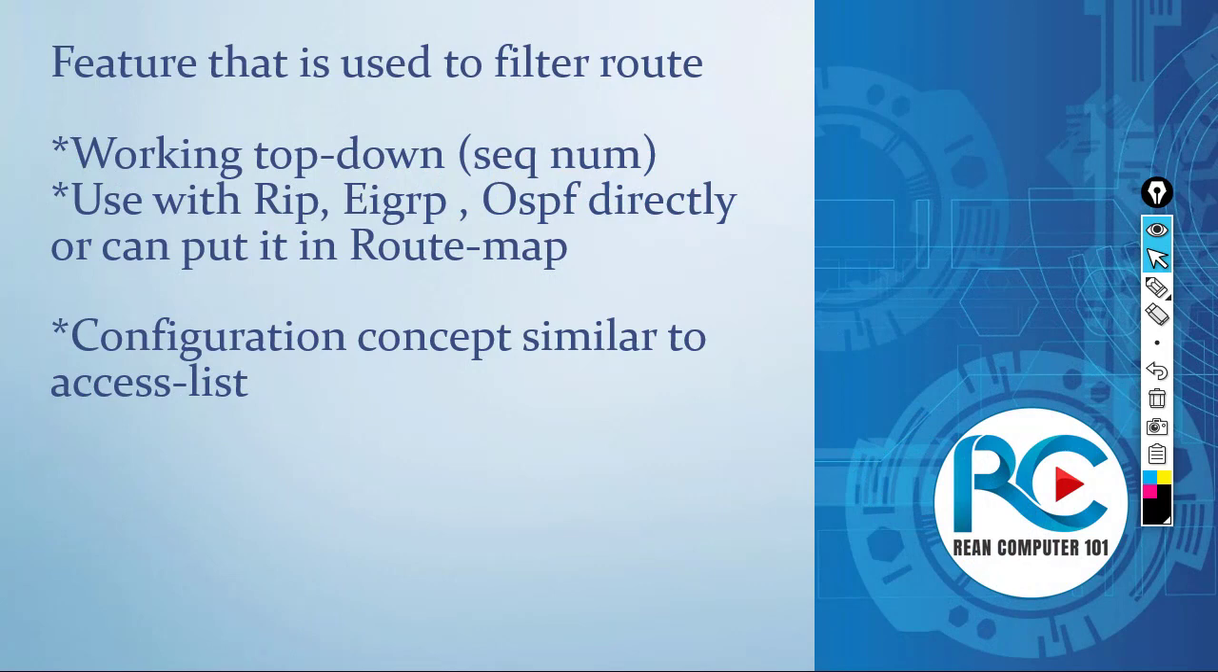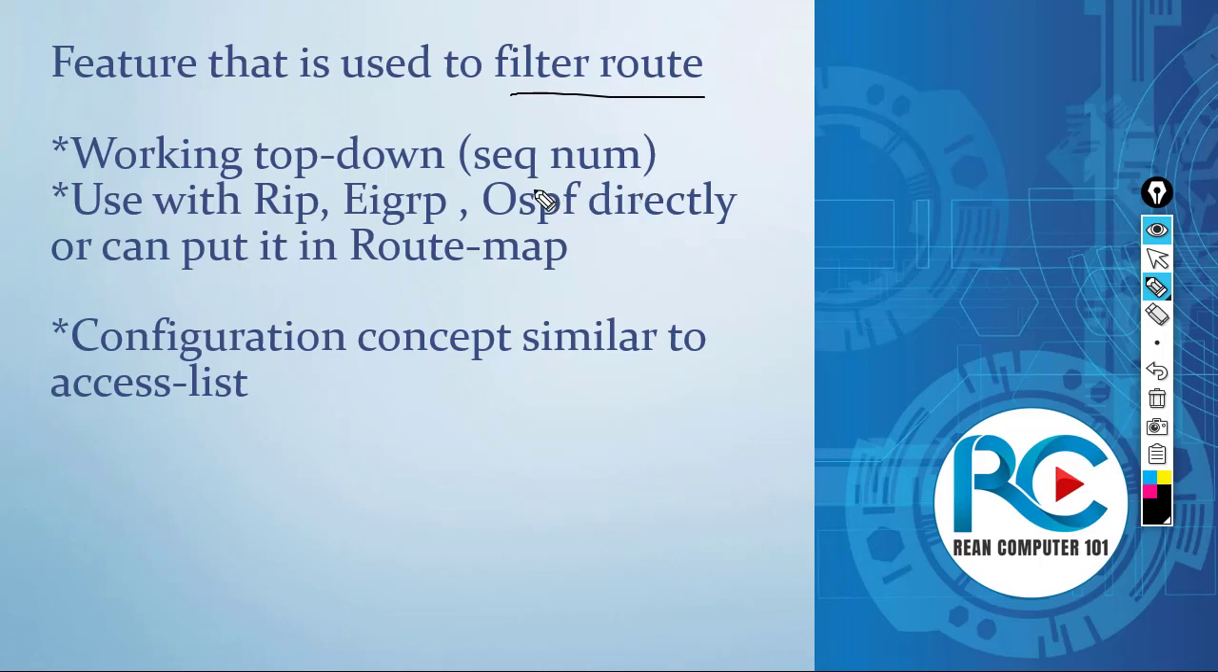So actually the prefix list is a great feature that is used to filter routes. It is different from the access list. An access list is the feature that is used to filter specific packets, such as UDP or TCP, something like that, which I talked about in the previous video. But here the prefix list we usually use to filter the route, not the packet.